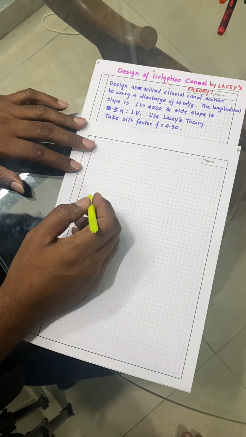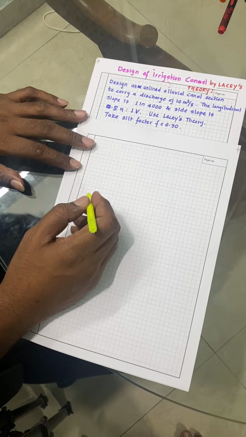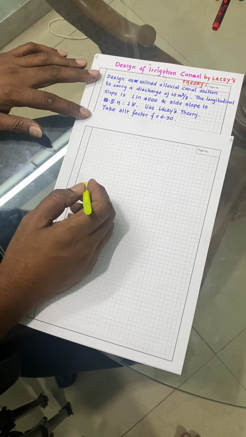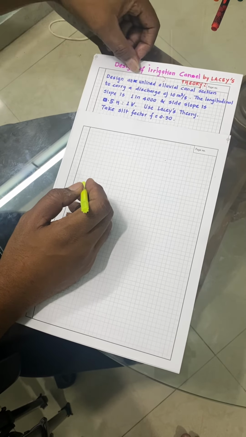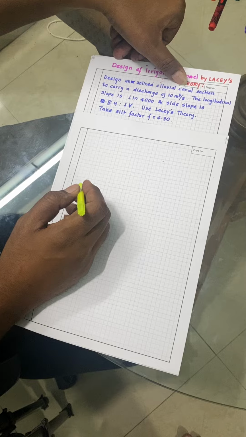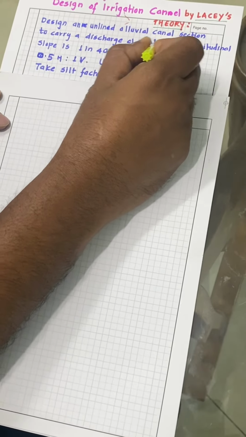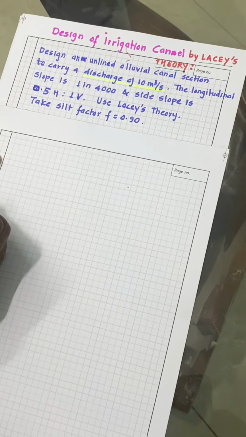Dear friends, today we will design an irrigation channel by Lacey's theory. So this is a numerical. I will explain step by step how to solve this numerical as per the data given. Design an unlined alluvial canal section to carry a discharge of 10 meter cube per second. The discharge is given 10 meter cube per second.